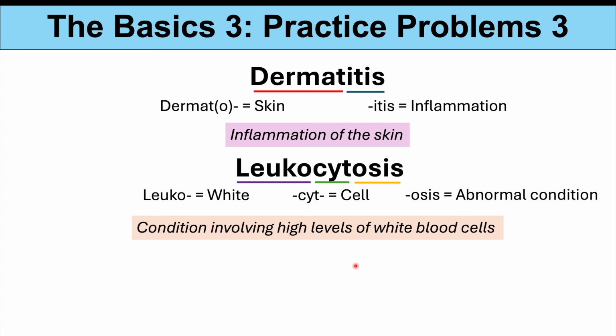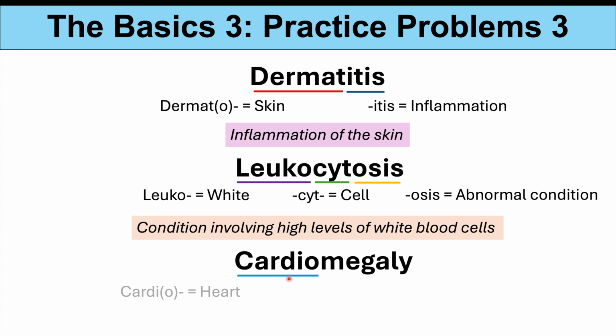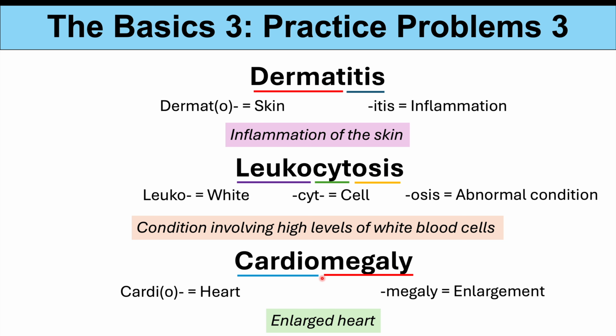The next practice problem is cardiomegaly. So we were just talking about these particular parts of this medical term in other medical terms, so we'll just go over this for practice. So cardio, again, refers to the heart. And megaly, what does that refer to? Well, that actually refers to, again, enlargement. So cardiomegaly is a medical term that means an enlarged heart. So it's a condition of having an enlarged heart.